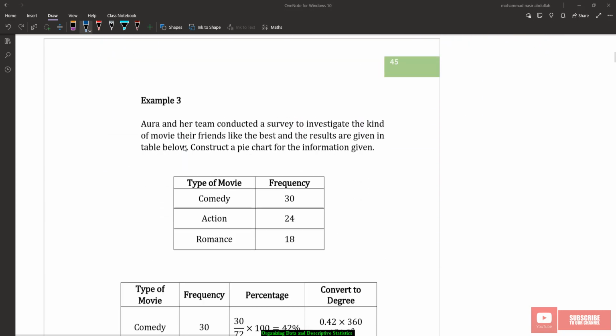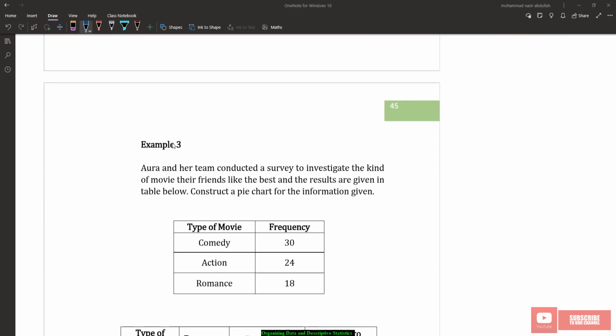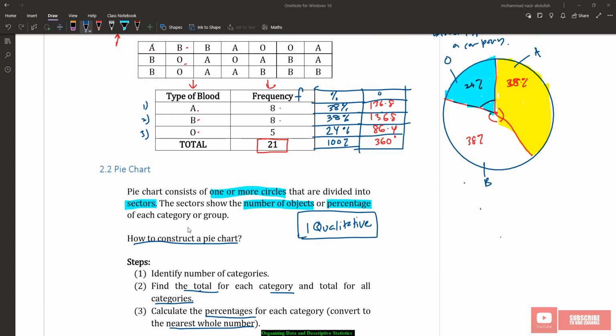Okay. So next, you can copy this one, example number 3. Aura and her team conducted a survey to investigate the kind of movie their friends liked the best, and the results are given in the table below. Construct a pie chart for the information given. You can try by yourself. Please screenshot and do it later, following my instructions step by step.